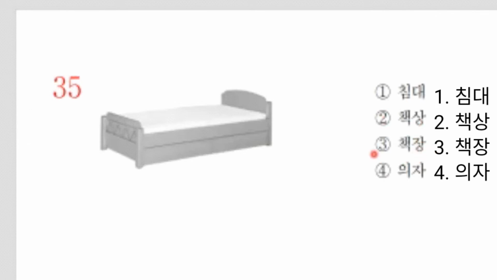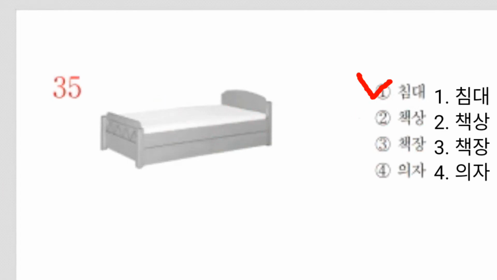And number 3 is 책장. 책 from the word check din, book. 책장 means bookshelf. Okay. And number 4 is 의자. 의자 means chair. So, since it's bed, the Korean for bed is chimde. Okay, so the correct answer for 35 is number 1, chimde.